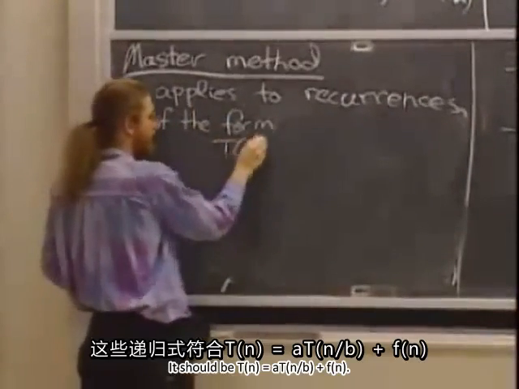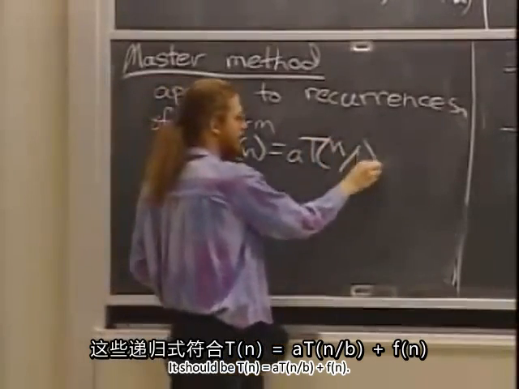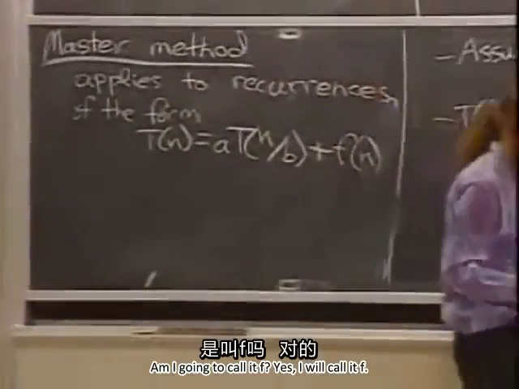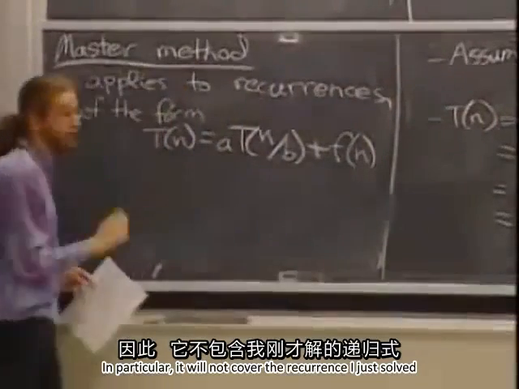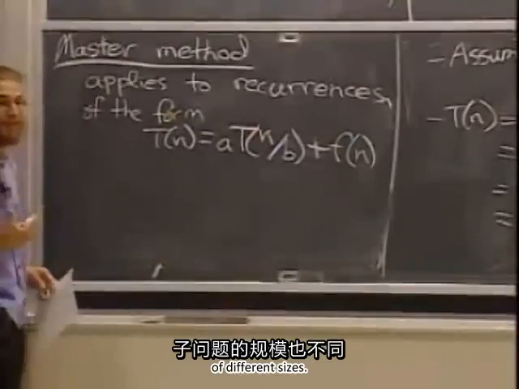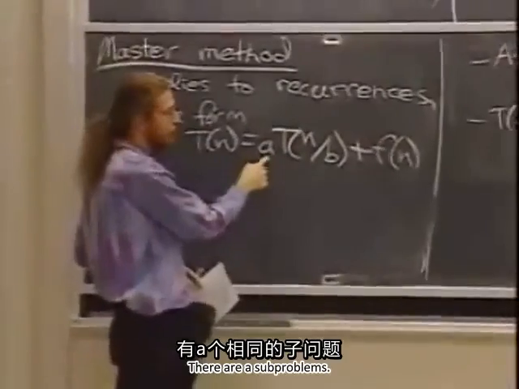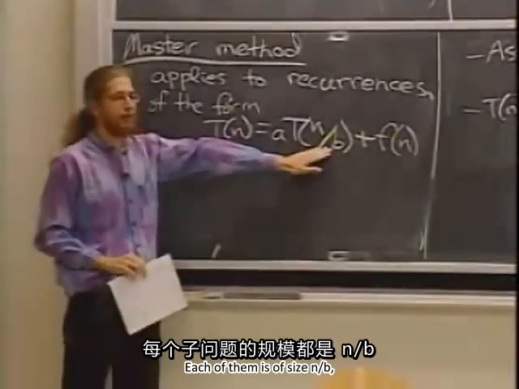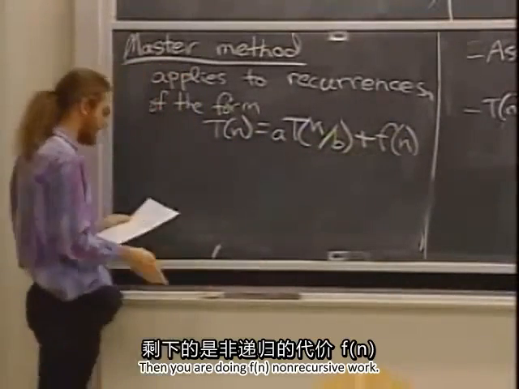So it should be T of n equals a, some constant a, times T of n over b plus some function of n. We're going to call it f. So in particular, it will not cover the recurrence I just solved, because I was recursing on 2 different problems of different sizes. Here, every problem you recurse on should be of the same size. There's a subproblems. Think of this as a recursive algorithm. You have a subproblems, each of size n over b. So the total cost will be this. Then you're doing f of n non-recursive work.